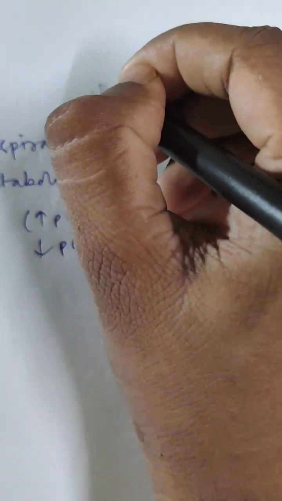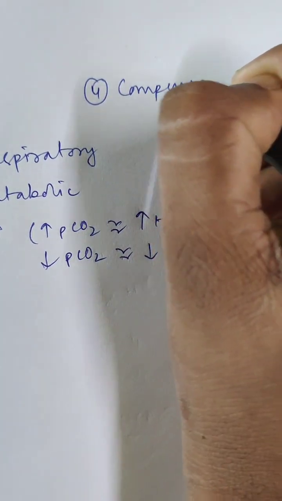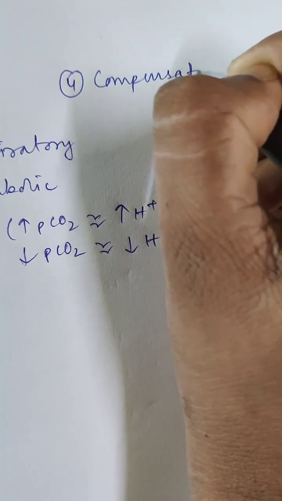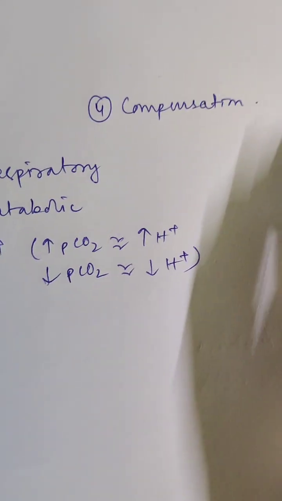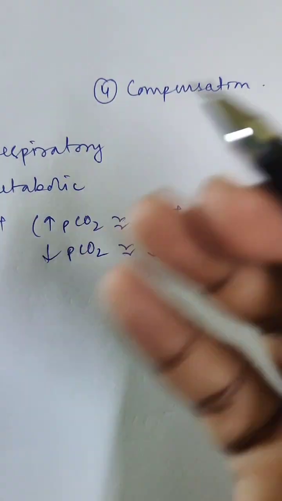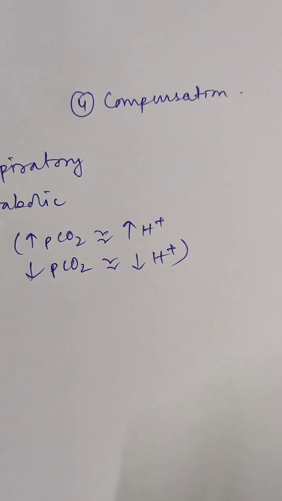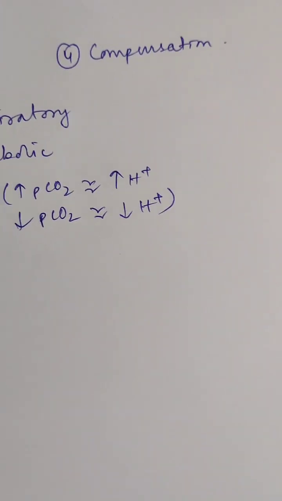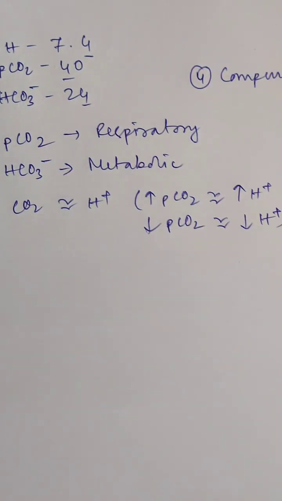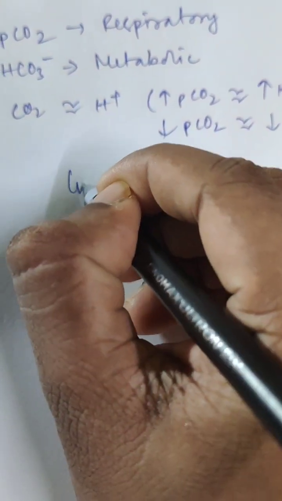And the fourth basic thing is compensation. How this works: if the primary problem is with the respiratory system, the metabolic system will come to compensate, and vice versa. So always the opposite system will come to compensate the primary problem. This is the basic thing you have to remember. Now comes actual interpretation.